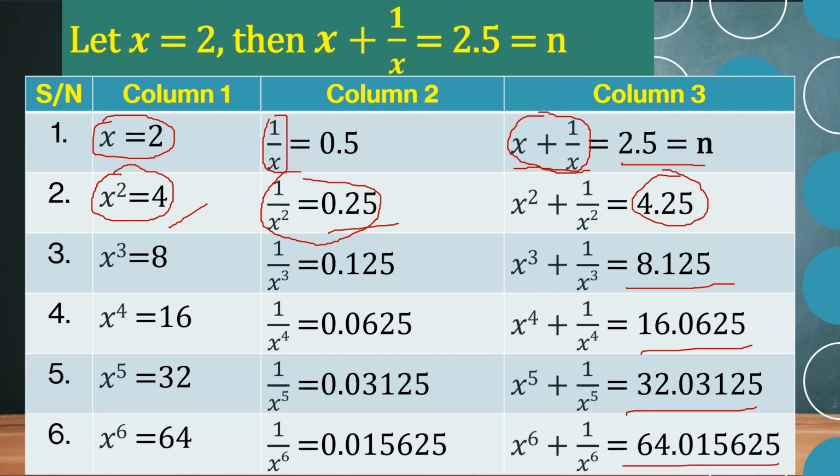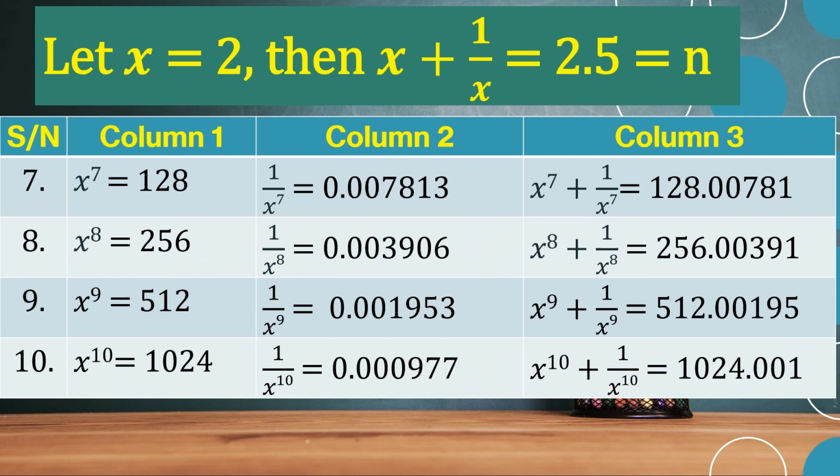But in solving for column 3, what we did is to get the values in column 1 and then the values in column 2 and then add them together so that we can get the values in column 3. Or if you want to do it directly, you can just get the value of x, which is 2, and substitute it directly for you to get all these values in column 3.